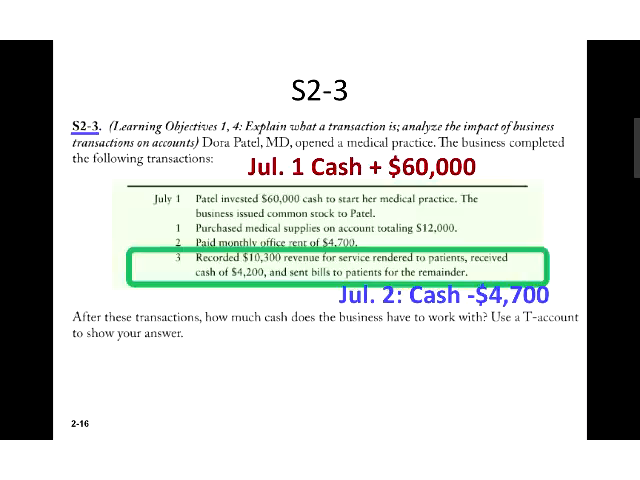July 3rd, we recorded $10,300 revenue for service rendered to patients, received cash of $4,200, and sent bills to patients for the remainder. So that difference got billed out. We look for the word cash, that's usually a good thing to start looking for. We received cash of $4,200. So that is going to increase cash by $4,200.